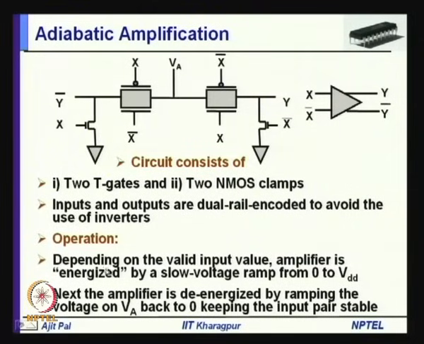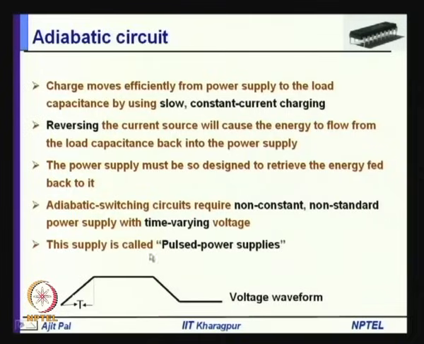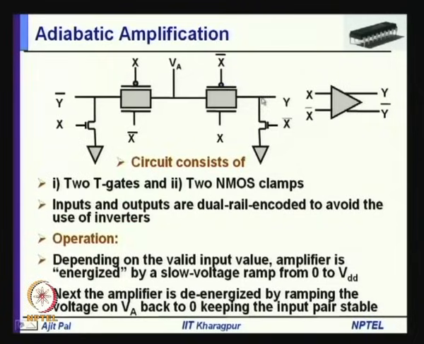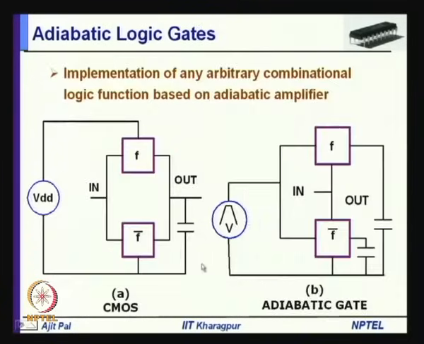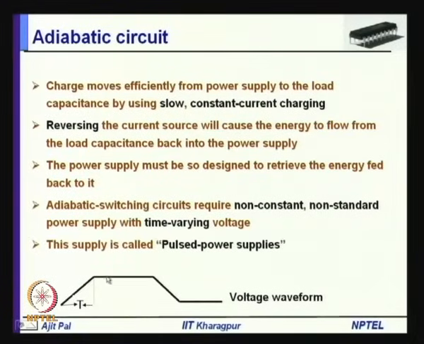So, what we are doing here, depending on the valid input value, the amplifier is energized by a slow voltage ramp. That means we are applying this voltage and gradually charging it, and one of the outputs will become high and one of the outputs will become low. Then these output values are used during this period. This will remain stable during this period. That means it will feed the succeeding stage during this stable period.